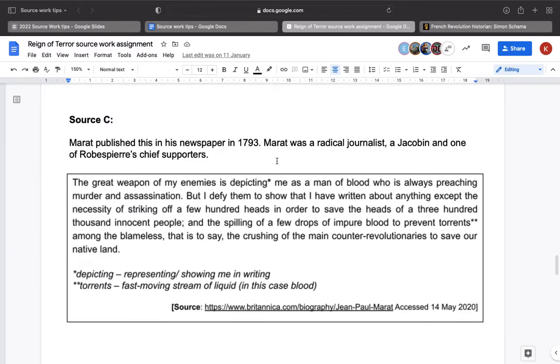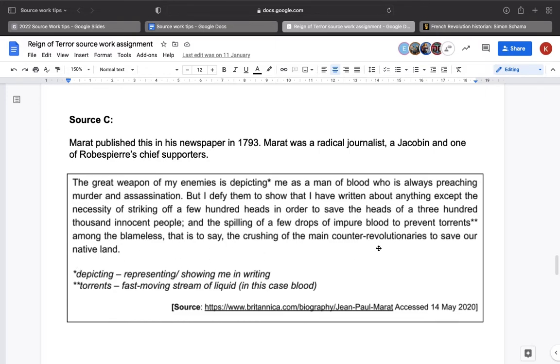This was from Marat, who was a radical journalist, someone who was very pro the Jacobin Party. And he is talking about justifying why he thinks the Reign of Terror is necessary. It's quite a dramatic source. He's talking about chopping off a few hundred heads to save 300,000 people. He's talking about spilling a few drops of impure blood, which is the people who are being killed as counter-revolutionaries, to prevent torrents, a fast-moving stream like a river, among the blameless. So we need to crush the counter-revolutionaries to save our native land.